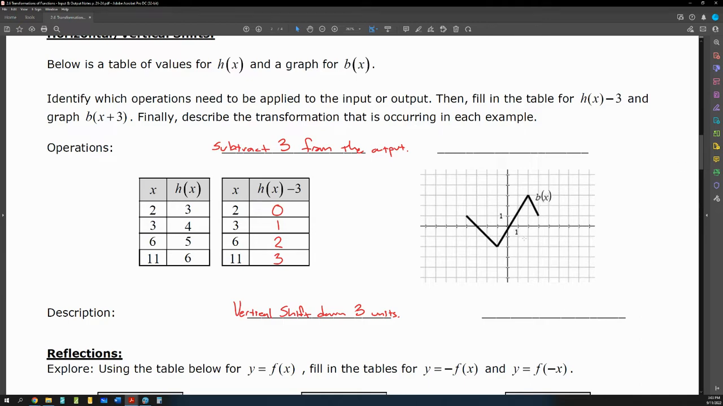Okay, now let's look at the graph of b of x. So here, we're looking at b of x plus 3. So here we are adding 3 to the input.